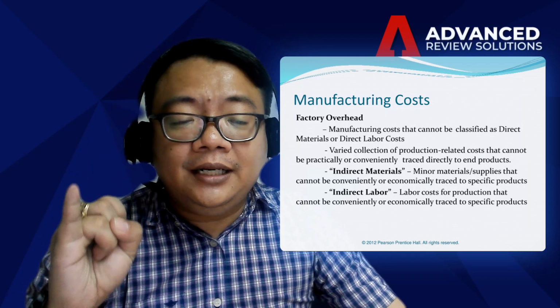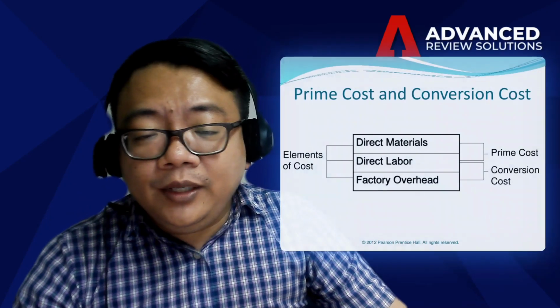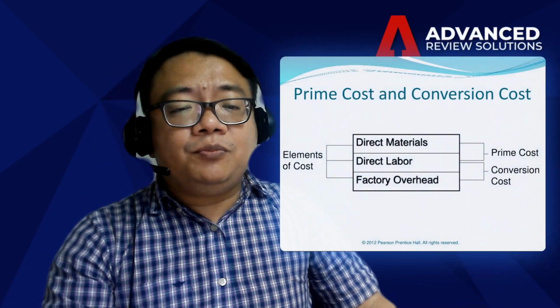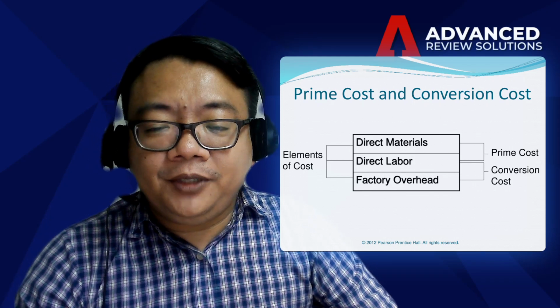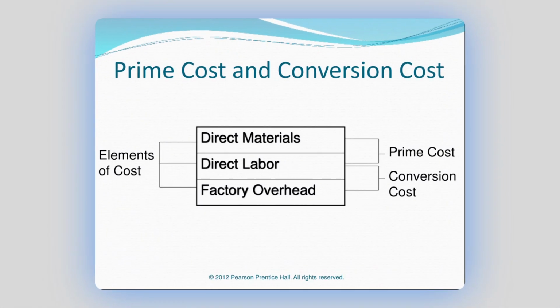Again, direct materials, direct labor, overhead. That's why, class, when you say about direct materials plus direct labor, yan ay tinatawag na prime cost. Okay? While direct labor and the factory overhead, they are considered as conversion costs. Direct materials plus direct labor plus overhead, they're all part of total manufacturing costs. Okay.